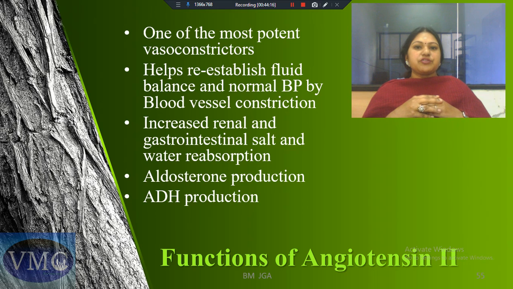Angiotensin 2 is a very important vasoconstrictor. During a physiological mechanism, when it is increased, it causes vasoconstriction, bringing the BP back to normal. But in pathological conditions, overactivity of these molecules causes hypertension. It helps re-establish fluid balance and normal BP by blood vessel constriction. Renal and gastrointestinal salt and water reabsorption is increased. It causes aldosterone and ADH production and secretion, which increase water reabsorption from the tubules as well as sodium chloride reabsorption.